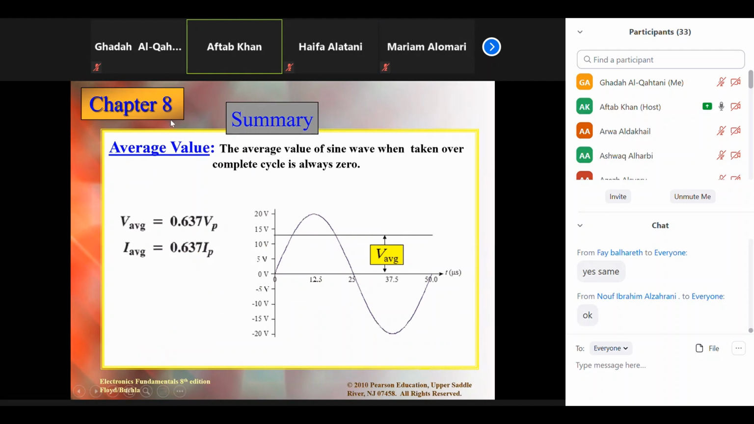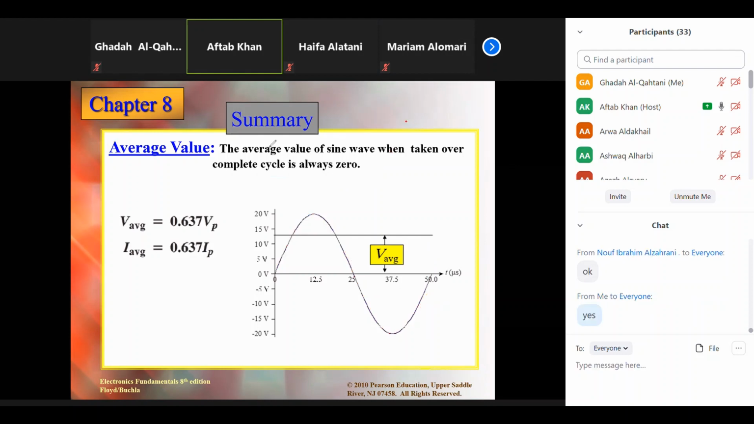All right. The next thing that comes here, girls, is called the average value. Now, what is the average value, girls? The average value of a sine wave when taken over a complete cycle is always 0, because when you take the average for this positive cycle, it is going to be cancelled by this negative cycle because it is exactly equal but opposite. So if I go for the average value of a complete cycle, I will always get 0. You know this one, right?